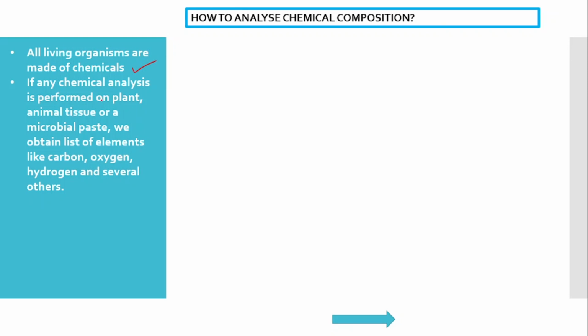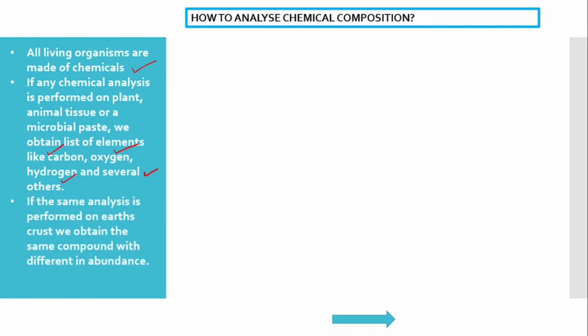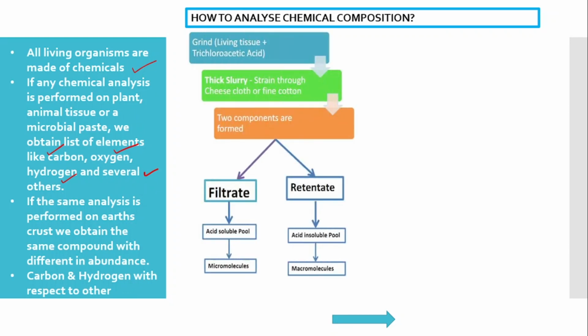If you perform a chemical analysis on plant tissue, animal tissue, or microbial paste, we obtain a list of chemical elements like carbon, oxygen, hydrogen, and several other chemical constituents. If the same analysis is performed on the earth's crust, we obtain the same elements, with a difference in the abundance of carbon, hydrogen, and others.